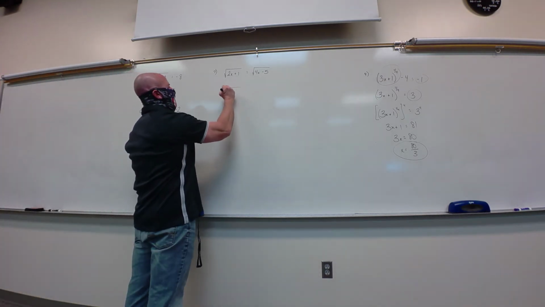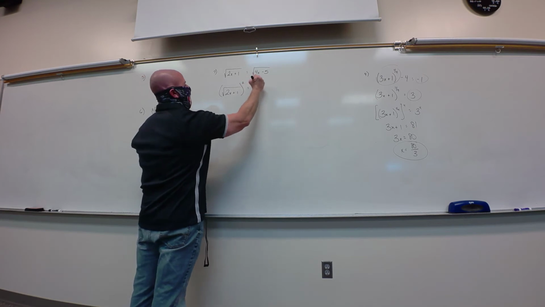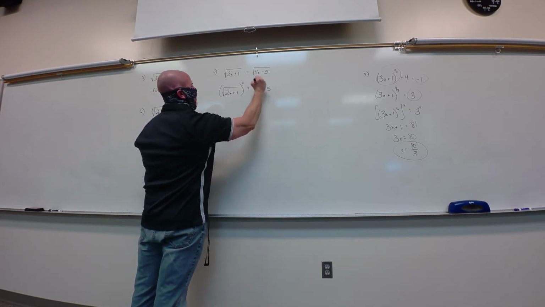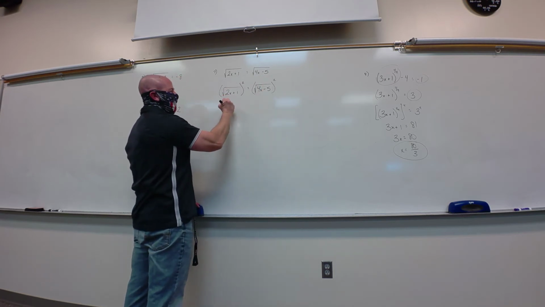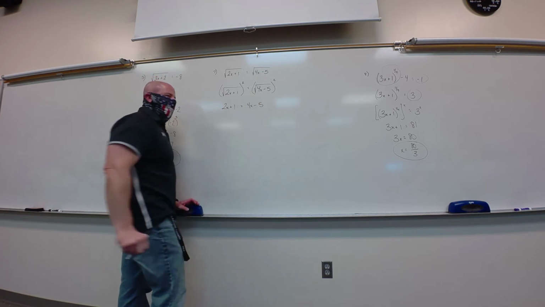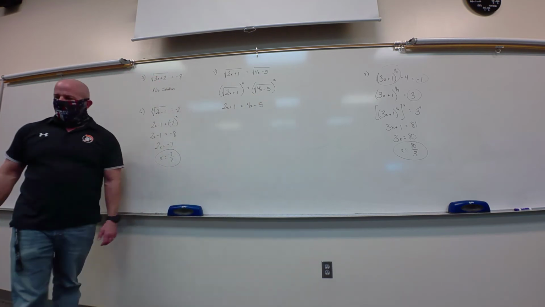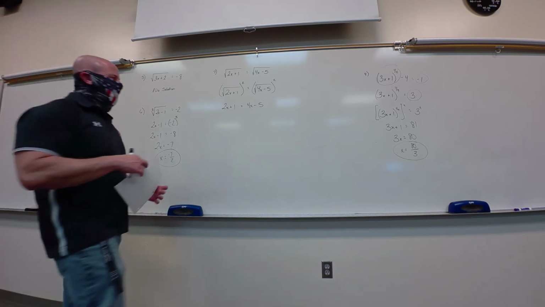If I want to get rid of a square root, I need to square. So if I square both sides, it's going to eliminate those radicals. 2x plus 1 equals 4x minus 5. And it looks worse to us, really, but now obviously I've got an equation I can solve. I've got to get my x's together. But it's definitely not something I haven't done before.